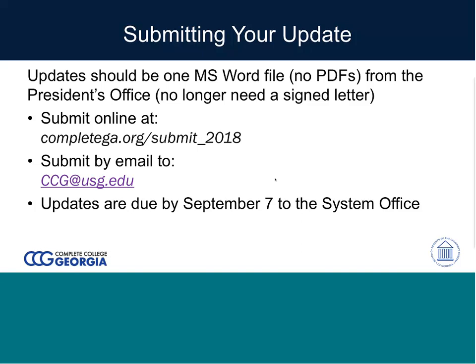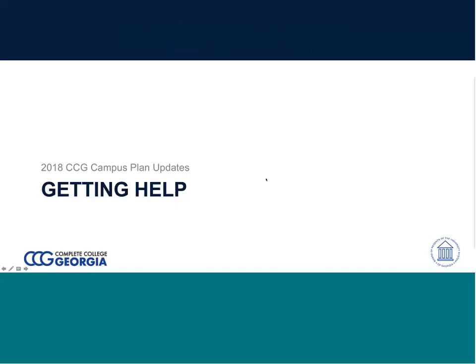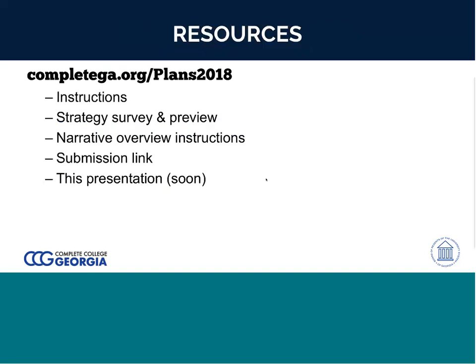And the reason we do this from the President's office, and I should be clear on this, is not because we don't trust anyone, but because we want to make sure that when I pull a document and send it to the Governor's office, it is truly your final document, and I'm not dealing with a draft. This is less of a problem now that we don't have a full suite of drafts floating around the system office. But when I submit something to the Governor's office and make it public, I want to make sure that this is indeed the work that you intended for us to make public. So if you need help, there are resources available on the Complete Georgia website.